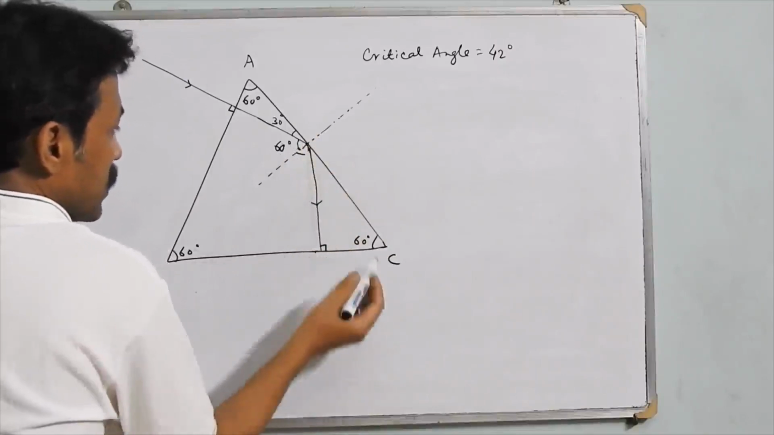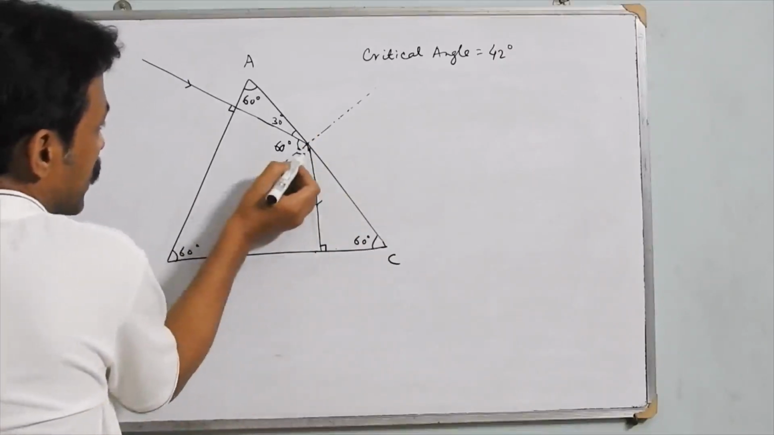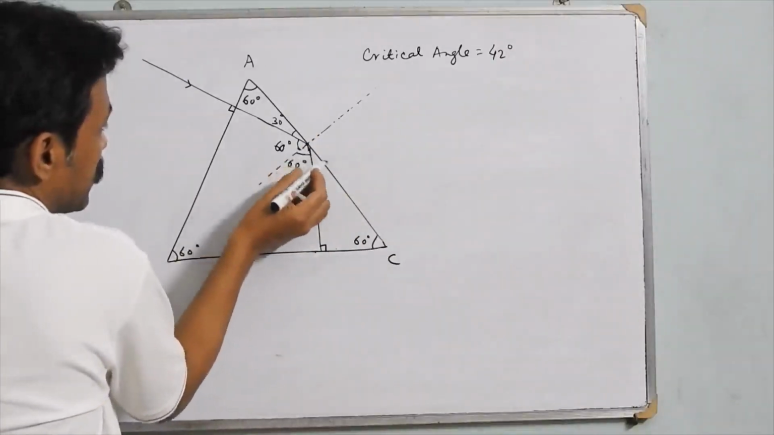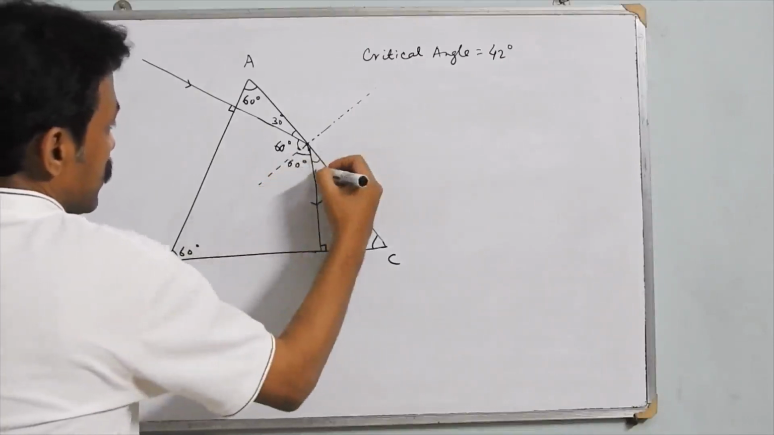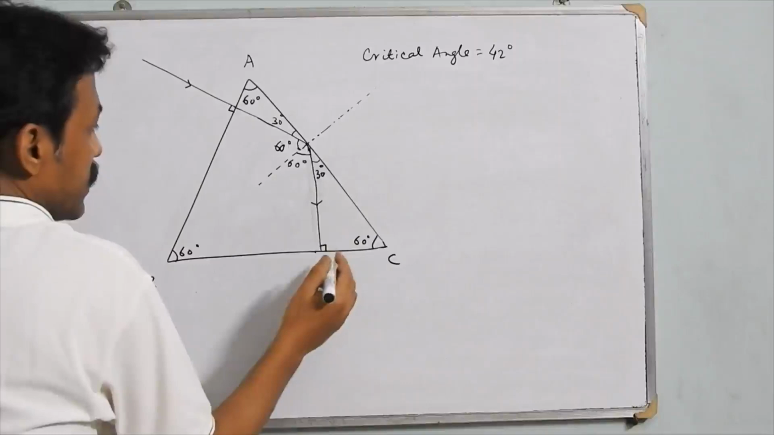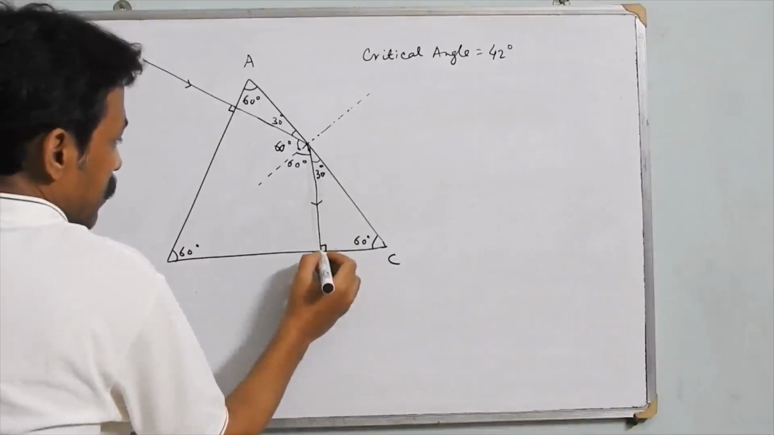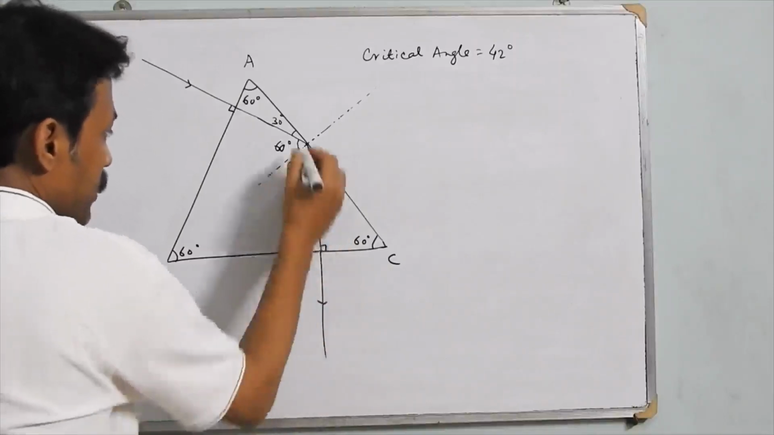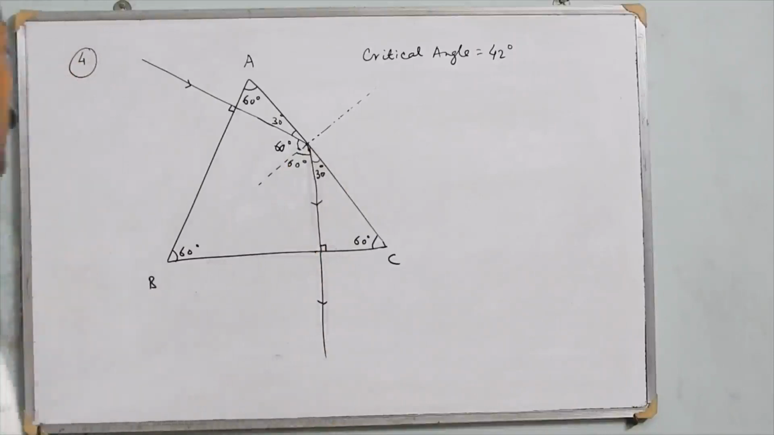Because again, if you calculate, this is 60 degree, this angle is 60, so this angle is 30 degree. So obviously this angle has to be 90 degree. That means the ray will now follow its path, because a ray, if it is incident perpendicularly, will not deviate and it will follow its path. So this type of refraction will occur.